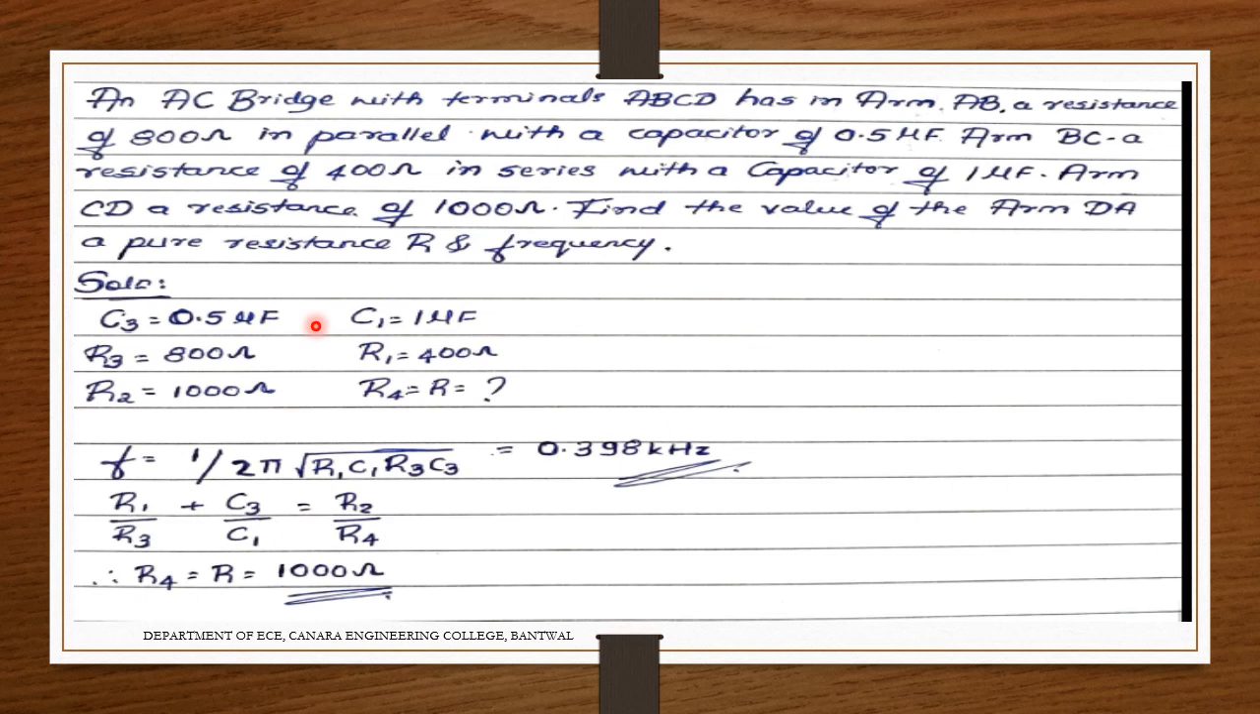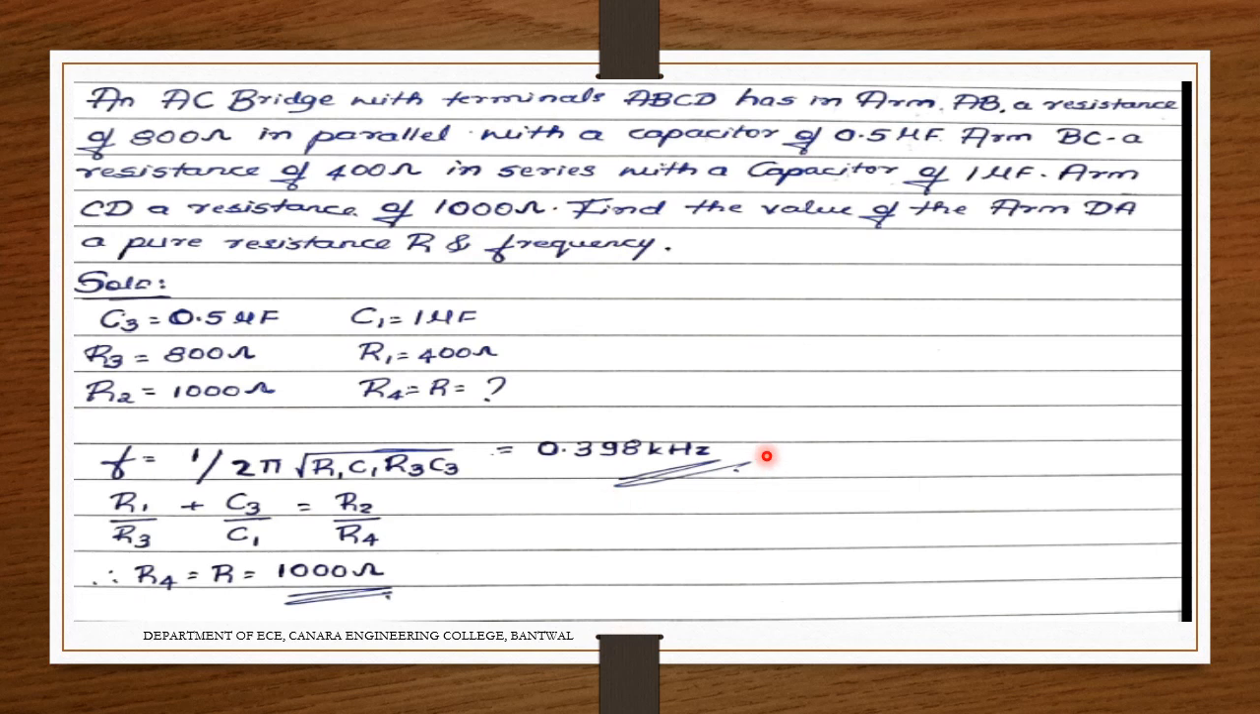Okay, this is from the AC bridge, the capacitance type. So what have they given? C3 is given, C1 is given, R3 is given, R1 is given, R2 is given. R4 we need to find. So as per the Wien bridge we can calculate F is equal to 1 by 2 pi square root of R1 C1 R3 C3. Substitute the values in the formula and we get 0.398 kilohertz. So one is solved. That is the simplest one.